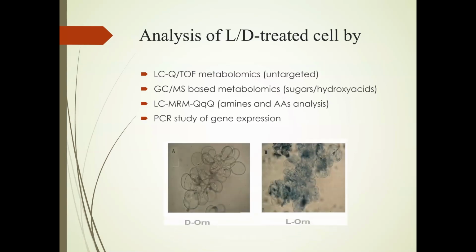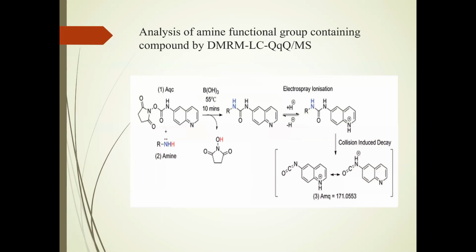So the first interesting phenotype we observed was the viability of the plant. We actually observed something just opposite to what we expected. On the right hand, you see the L-ornithine treated plant cells, which are dead. As you see the blue color, meaning they are dead cells, but the D-ornithine treatment did not kill the cells. So we tried to understand what's happening.